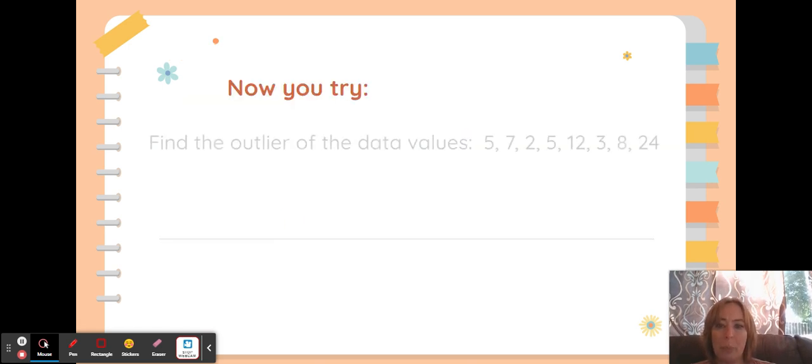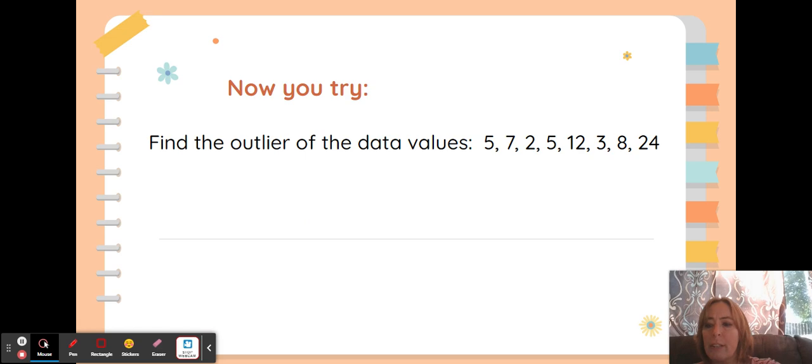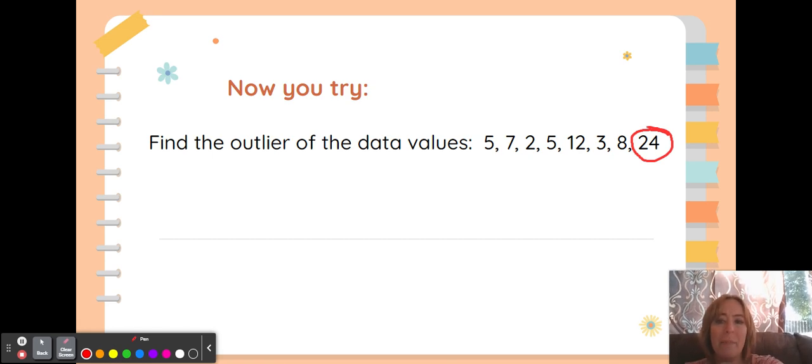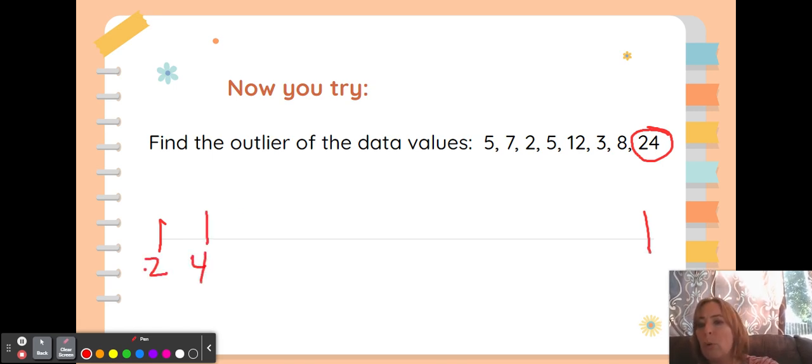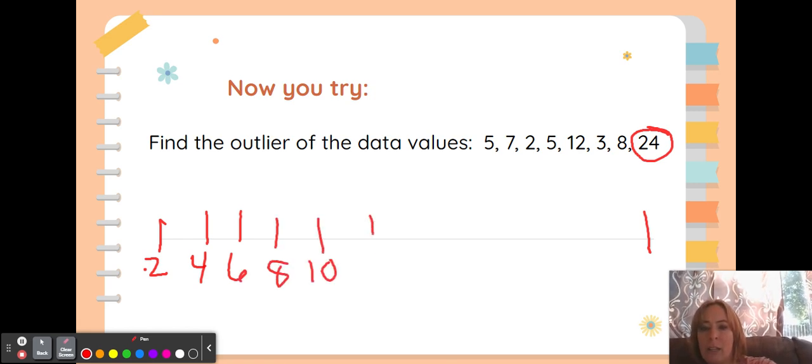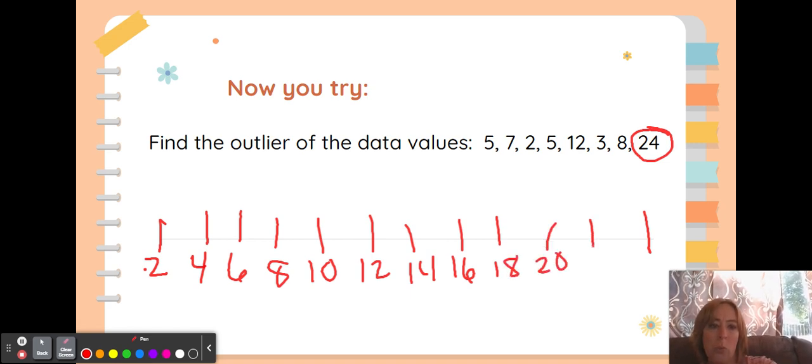Let me give you an example, okay? Here are the data values that they have given us. We can clearly see that 24 is different, but I like to make a dot plot because then it makes it very visual for me, and I can make sure I'm right. I'm going to count by twos: 2, 4, 6, 8, 10, 12, 14, 16, 18, 20, 22, and that makes 24.